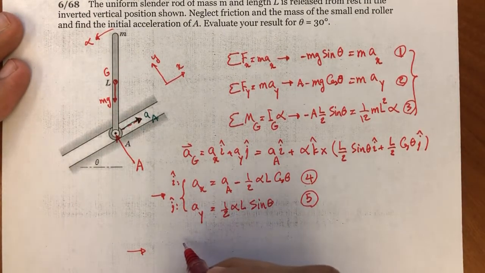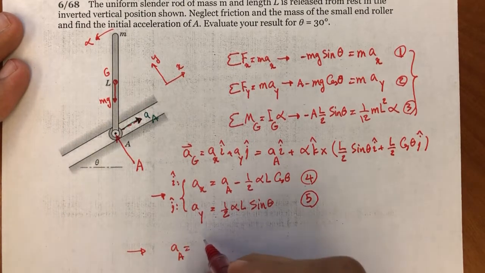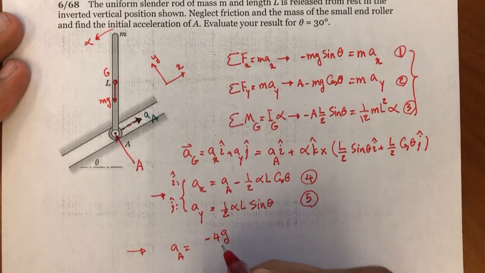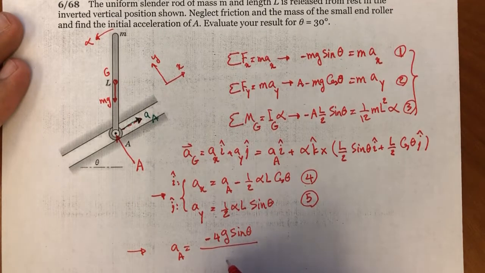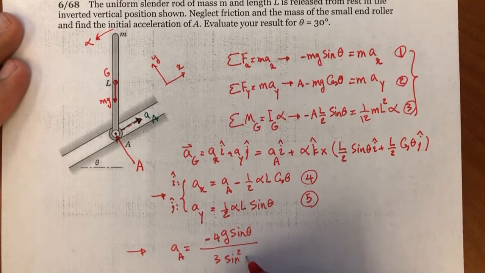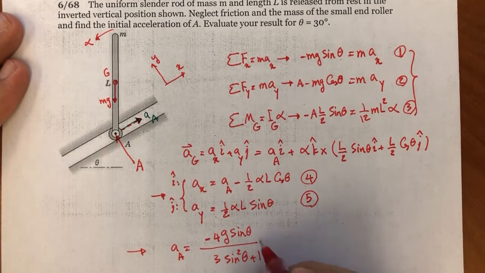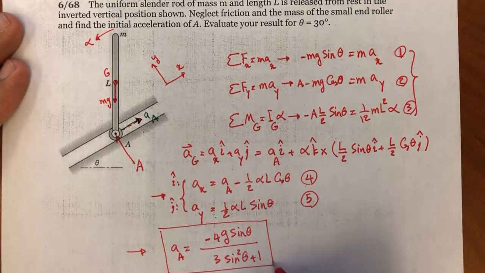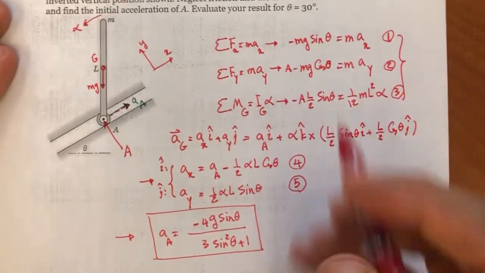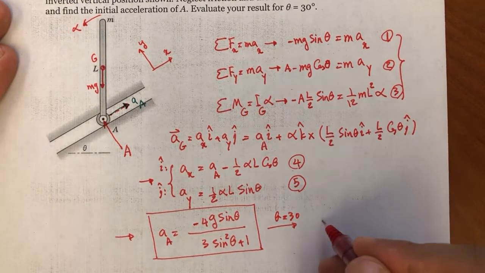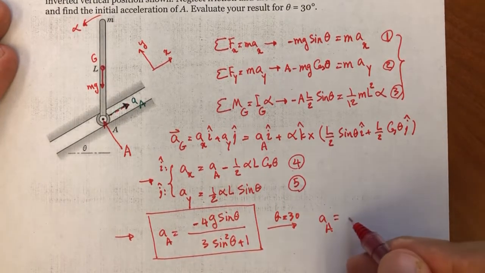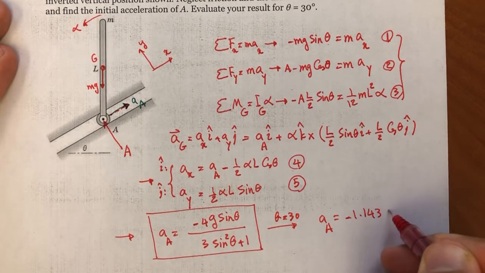So if you solve these equations, then acceleration of A is going to be equal to negative 4g sine of theta divided by 3 sine squared of theta plus 1. And if theta is equal to 30 degrees based on the problem, if you just plug in 30 for theta, then acceleration of A is going to be equal to negative 1.143 times g.